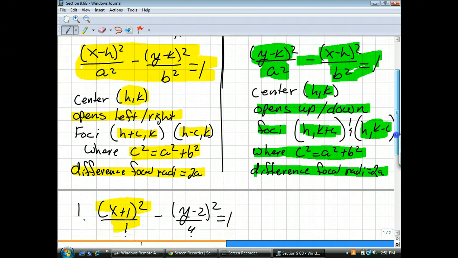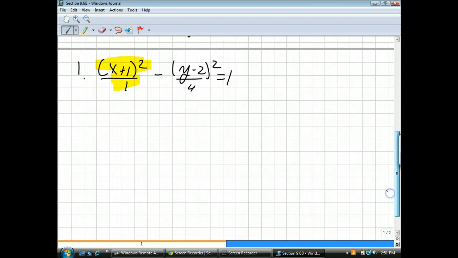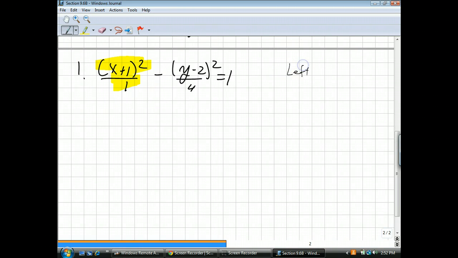Right, so let's look at an example here. So in our first example, we see that it's the x squared that is positive. So that means that the hyperbola is going to open left and right. And we see that h is -1 and k is +2. So our center is at (-1, 2). And we see our a squared equals 1.